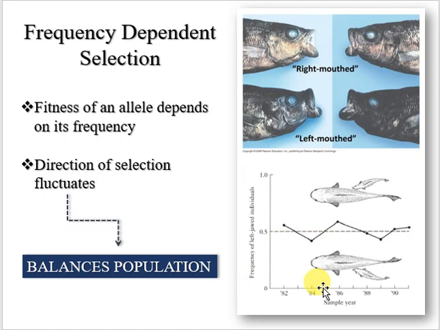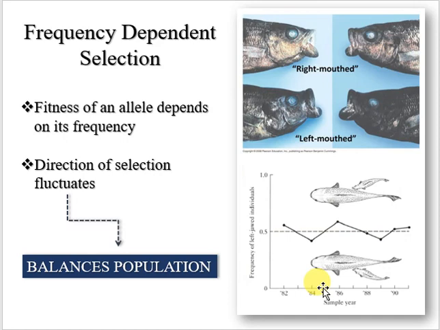and presence within a population. Example would be scale-eating fish. So scale-eating fish are these annoying little fish species that prey on larger fish by actually eating their scales, hence the name, scale-eating fish. But their mouth is shifted to one aspect of their cranial region. They're either right-mouthed or left-mouthed.